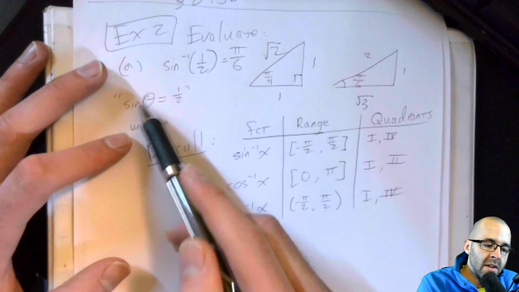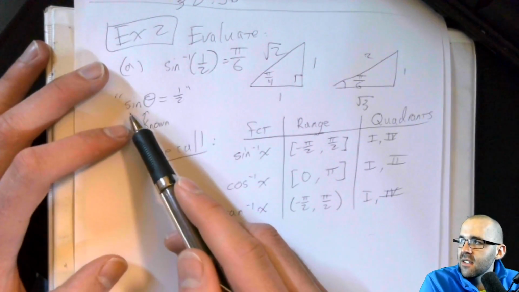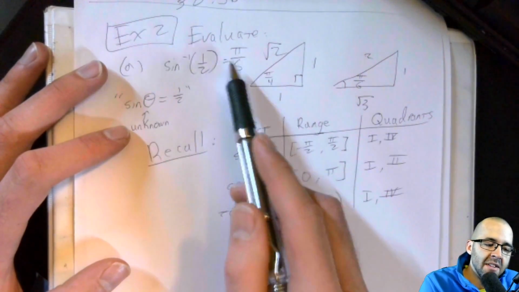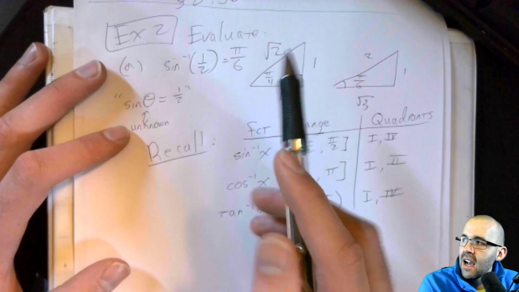Because remember, and this is why this is in quotation marks, it's not the exact thing. Remember that there are infinitely many angles that have the sine of that angle being 1/2.